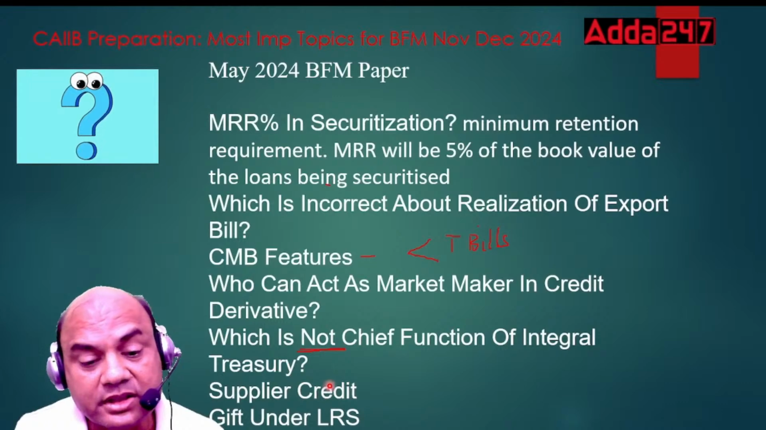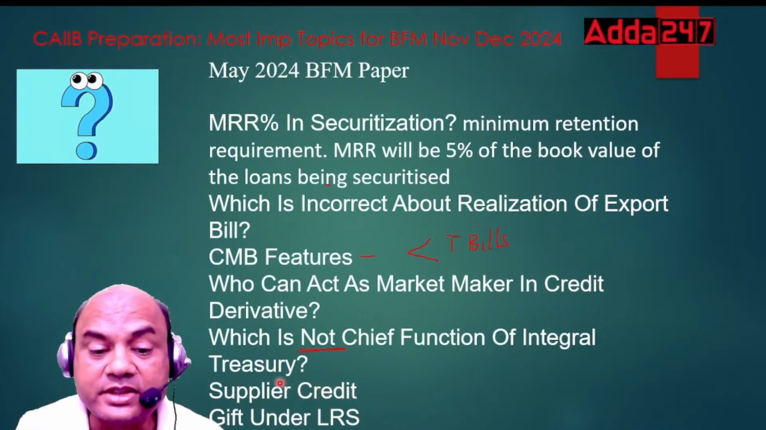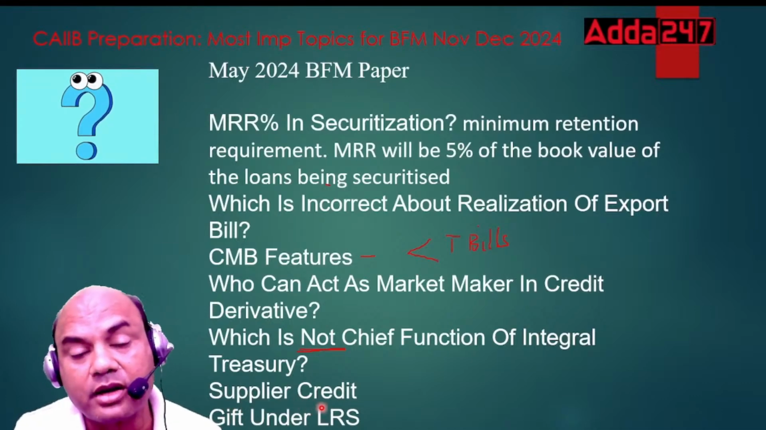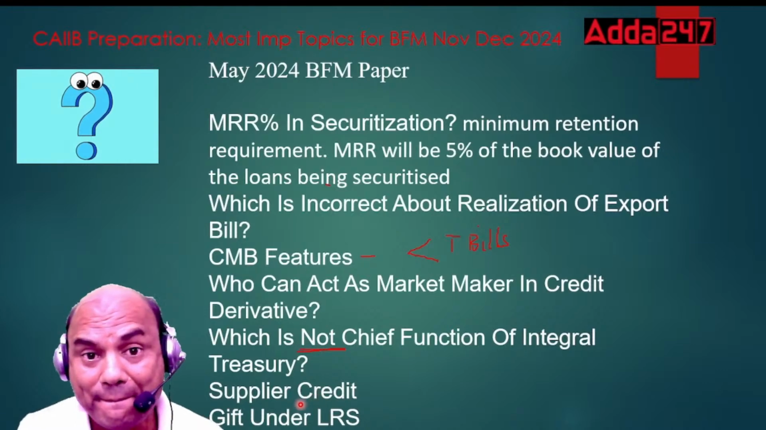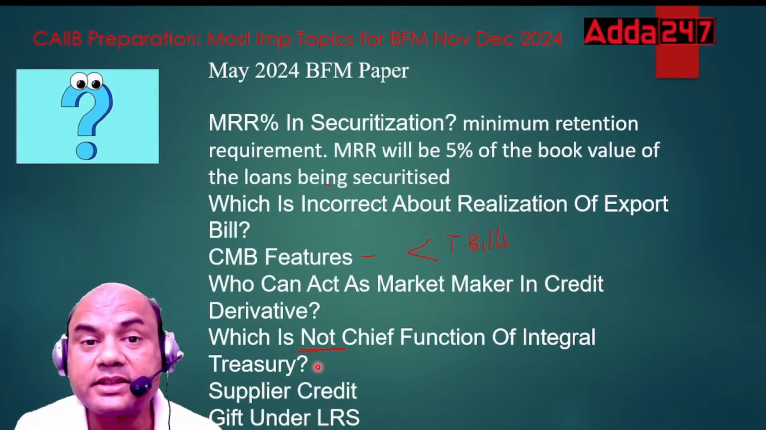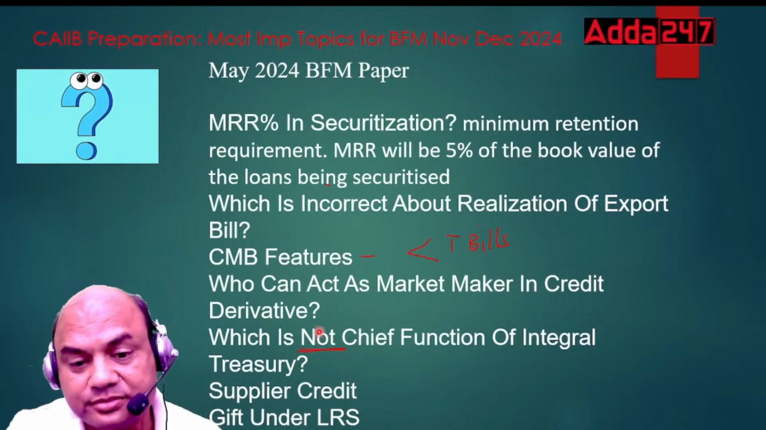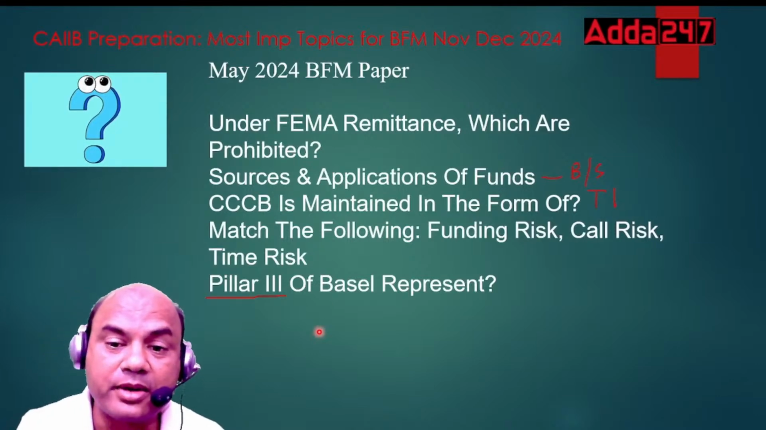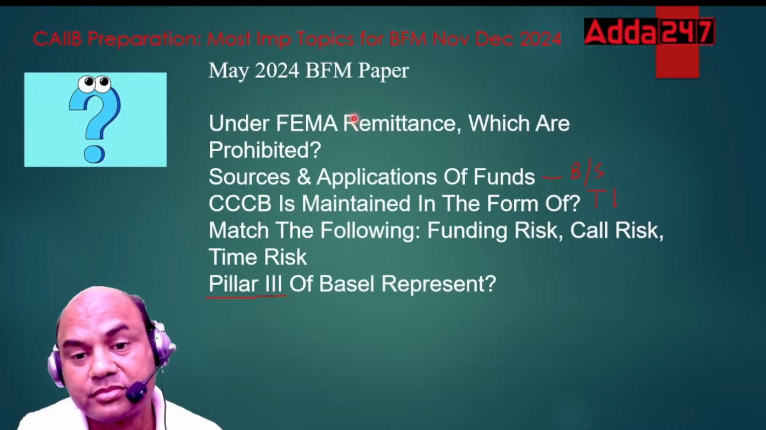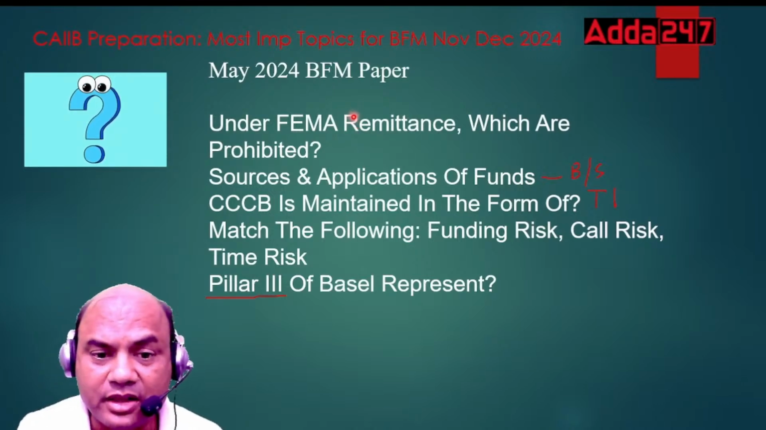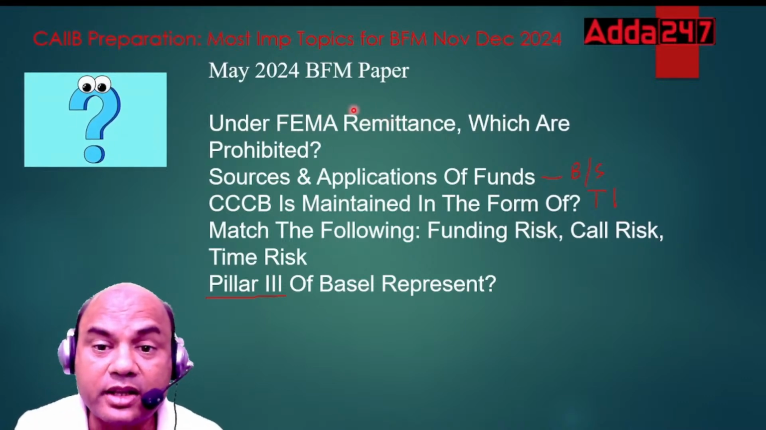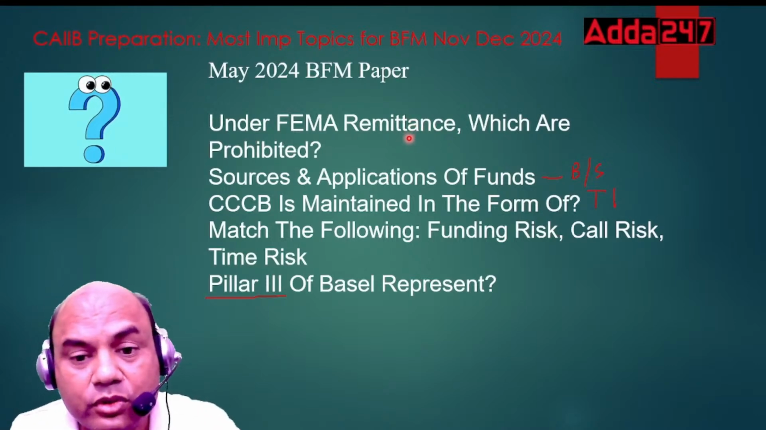Suppliers credit, question was there. Understand the difference between suppliers and buyers credit. Gift under LRS means how much can you send as a gift under LRS? Okay, everything comes under that. LRS is having many sections. One is that 2,50,000. Under FEMA remittance, which are prohibited? What is prohibited under FEMA? Right, many points are there. I have covered this in module A. So that's why I'm saying join the batches. Join the batches. Okay. Without this, don't move ahead.